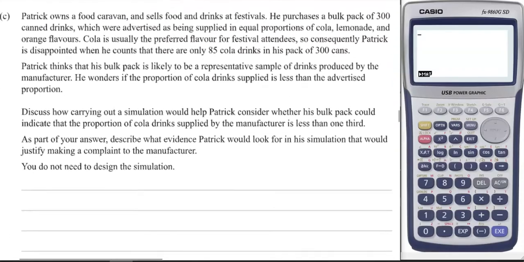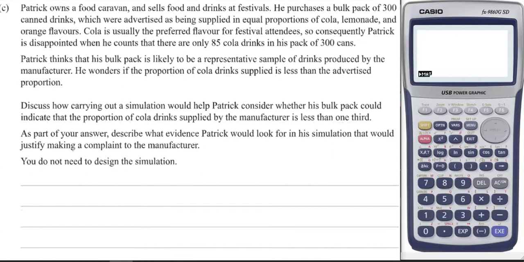Okay, Patrick owns a food caravan selling food and drinks at festivals. Pause and read the information here. So this question is asking us to think about if Patrick created a simulation, how it would help him to decide whether the pack that he got was likely or not. So we don't need to design the simulation itself, but talk about how he would use it to see whether the variation could be expected, that it is reasonable for him to have a pack that has only 85 cola drinks in it.